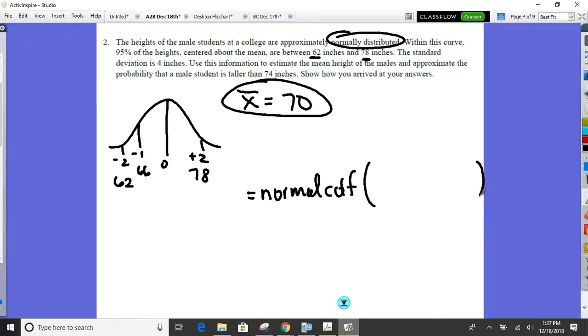All right, I'm still nervous about this, even though you know where to go. Taller than 74. What is the lower bound? Nice, 74. Upper. 1E99. Mean, good thing they asked us to find it, right? Because we would have been lost there. 70 with a standard deviation of 4.